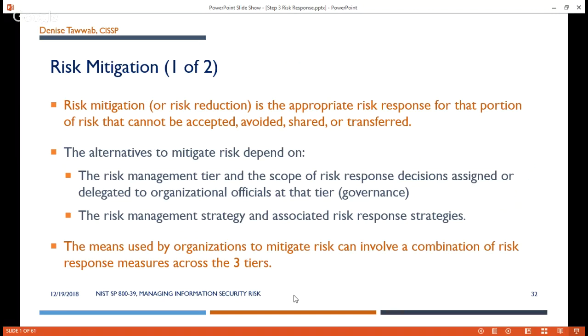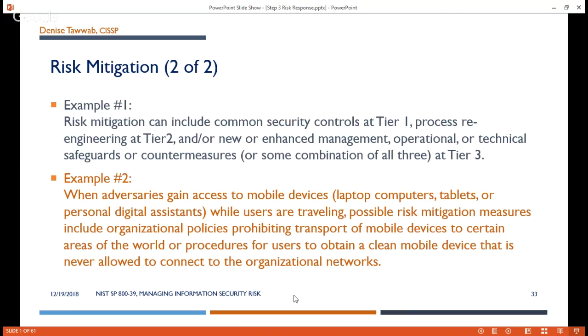The means used by organizations to mitigate risk can involve a combination of risk response measures across all three of the tiers. So let's talk about risk mitigation examples. Example one, risk mitigation can include common security controls at tier one, process re-engineering at tier two, which is the business layer, and or new or enhanced management, operational, or technical safeguards at tier three, or some combination.